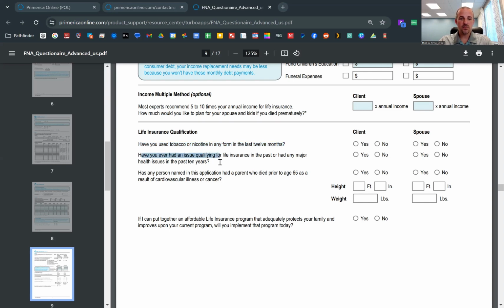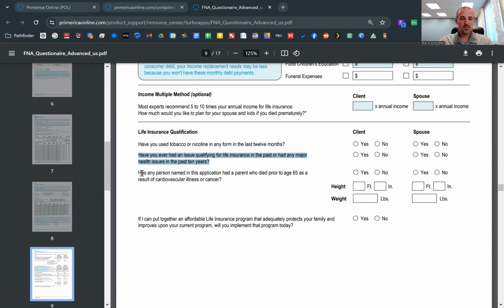Have you ever had an issue qualifying for life insurance previously in the past 10 years? If they did have an issue, you're probably going to want to end up submitting that policy COD, cash on delivery. Again, we'll probably go over that in another training, but it'll help keep your quality of business up. If you know that they had trouble qualifying for life insurance before, there's a good chance they're going to have trouble qualifying with us. So you don't want to just put the policy through and then it gets denied, and then you have some issues there.